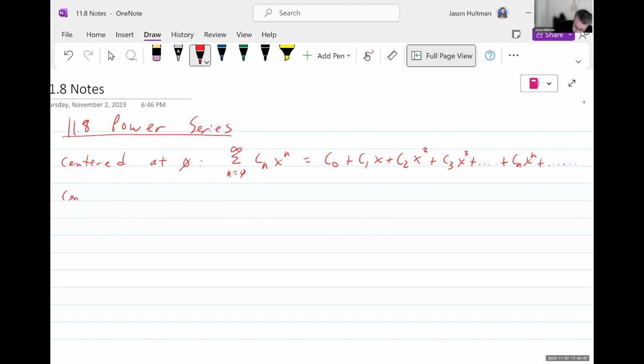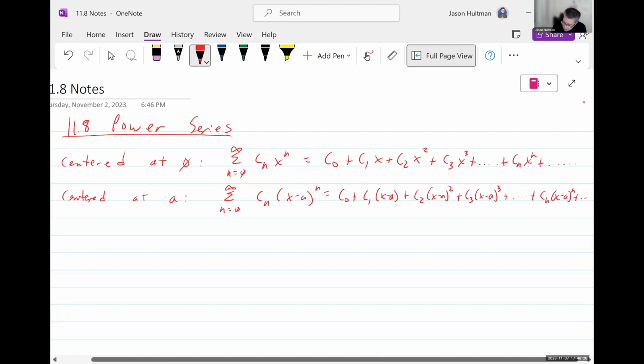If it's centered around a value a, then this changes slightly. We still start with the sum from n equals 0 to infinity of c_n, but now we have (x minus a) to the nth power, which is going to become c_0 plus c_1 (x minus a) plus c_2 (x minus a) squared plus c_3 (x minus a) cubed plus dot dot dot plus c_n (x minus a) to the nth, plus, and then again, it just goes on forever.